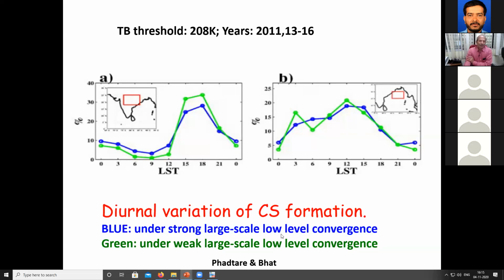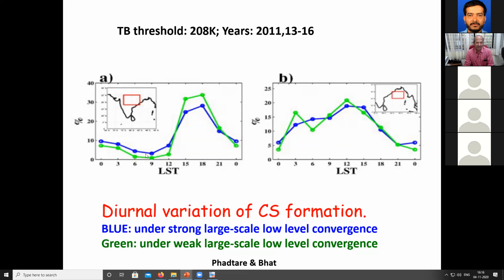When you look at the diurnal variation of MCS formation, one can look at the periods when there is large scale lower level convergence, which we call the active monsoon period, versus weak large scale low level convergence. On the left is how many cloud systems get triggered in the box shown here. This is the main monsoon zone. This is IST, local standard time, midnight to midnight, and this is noon. And this is a fraction of them.